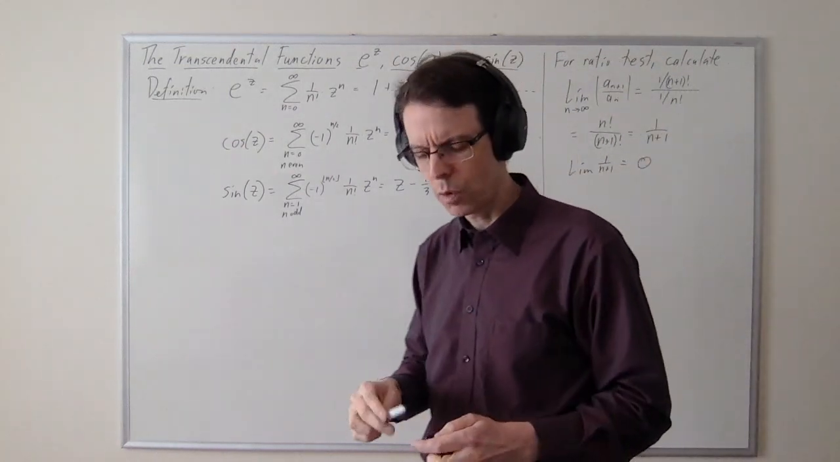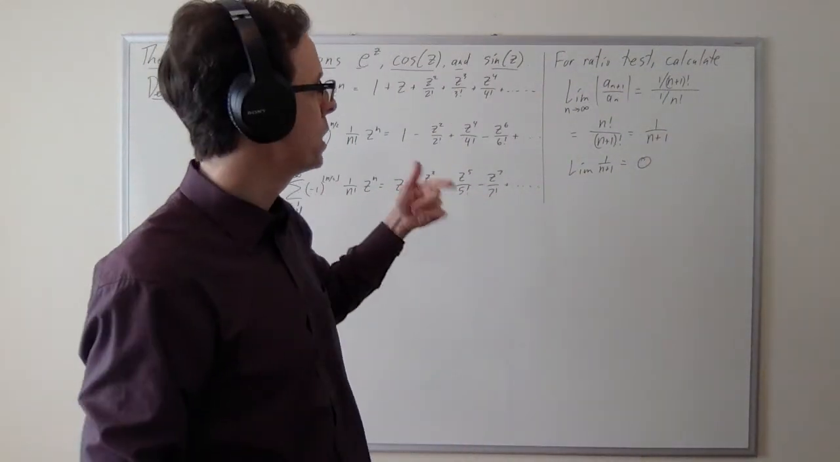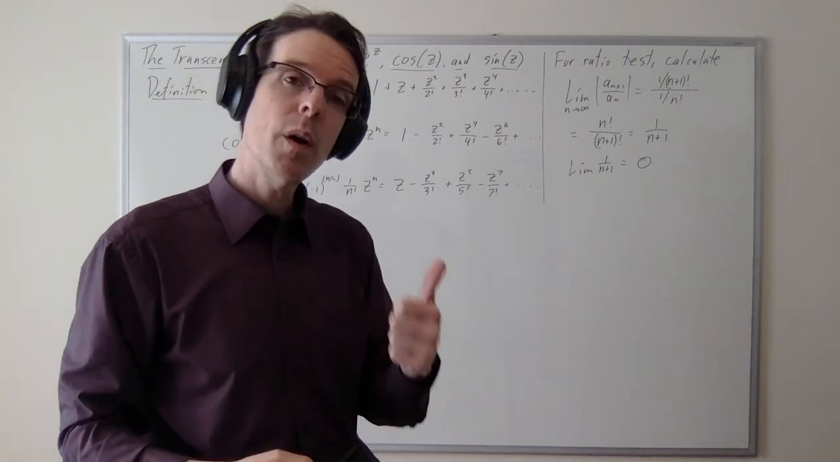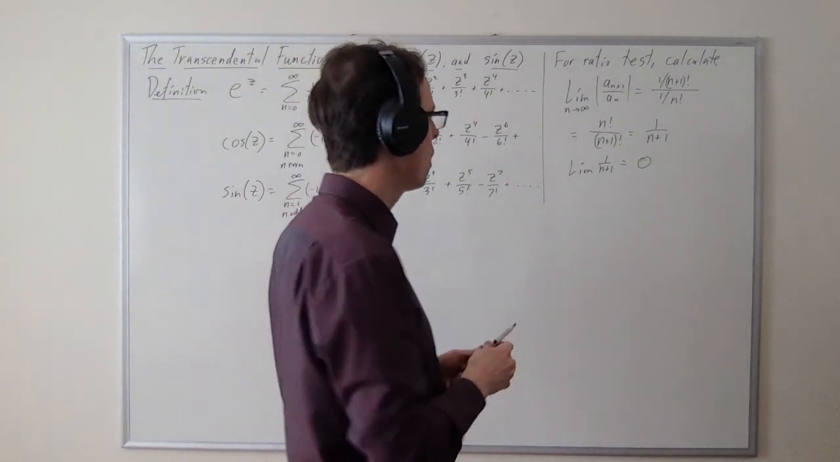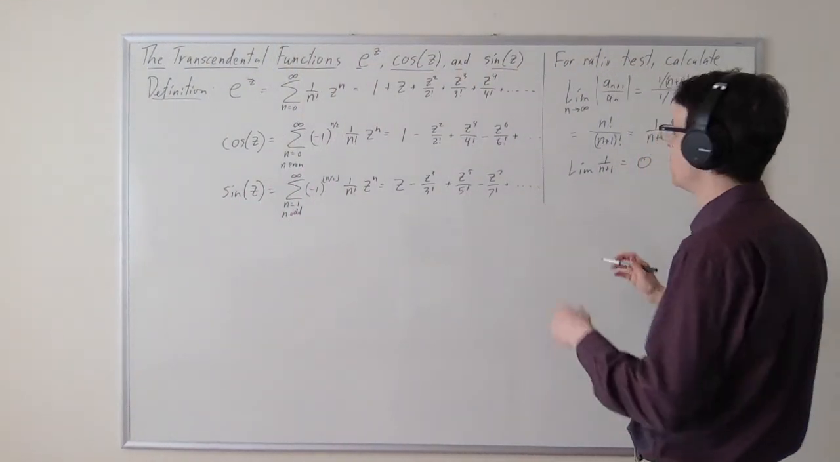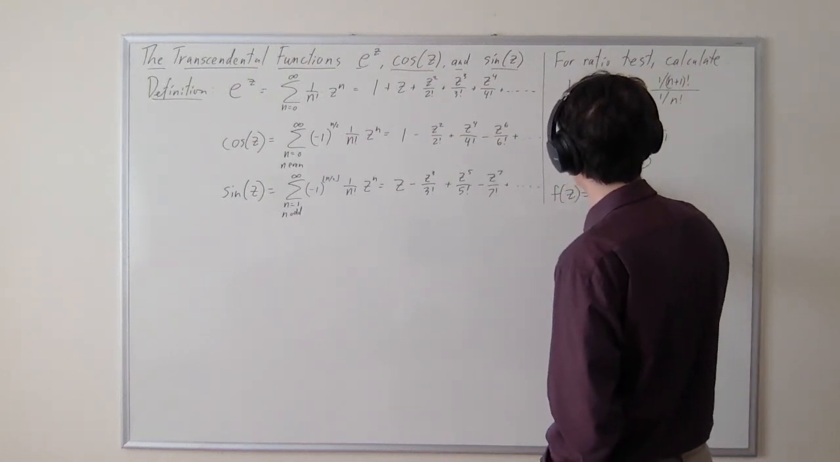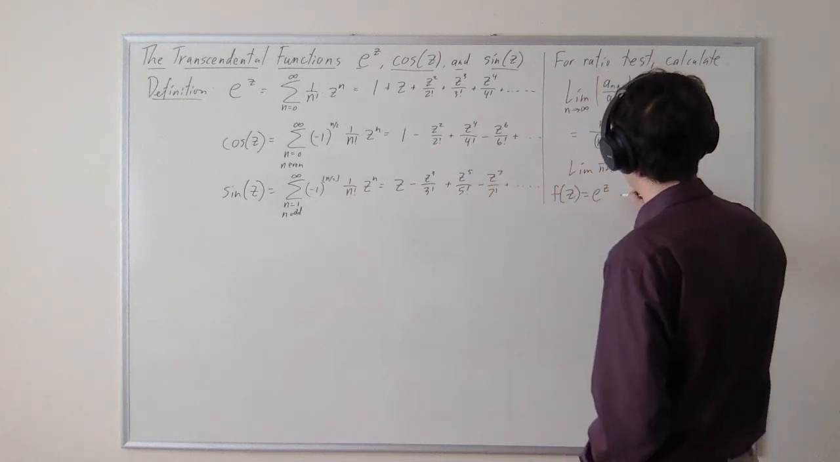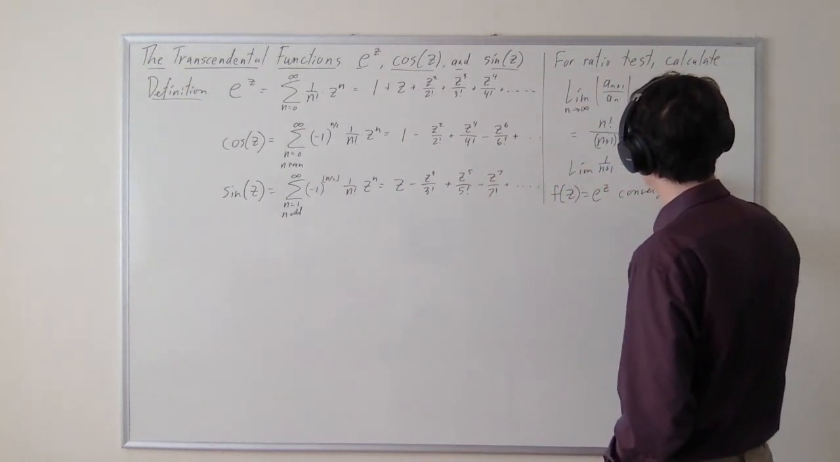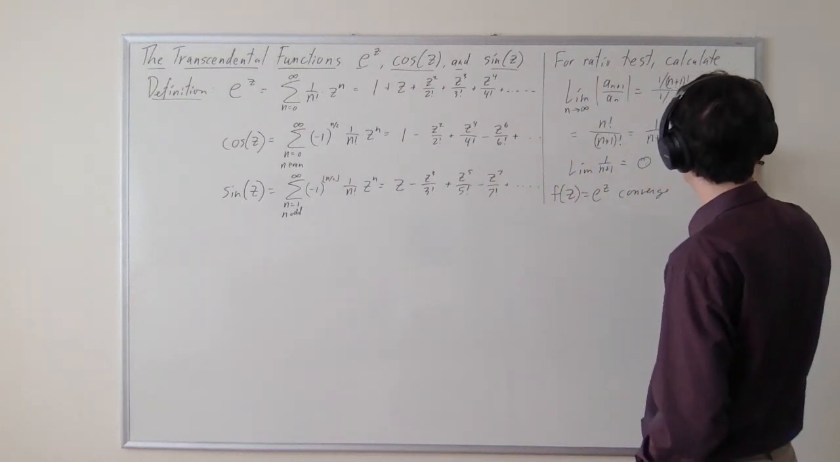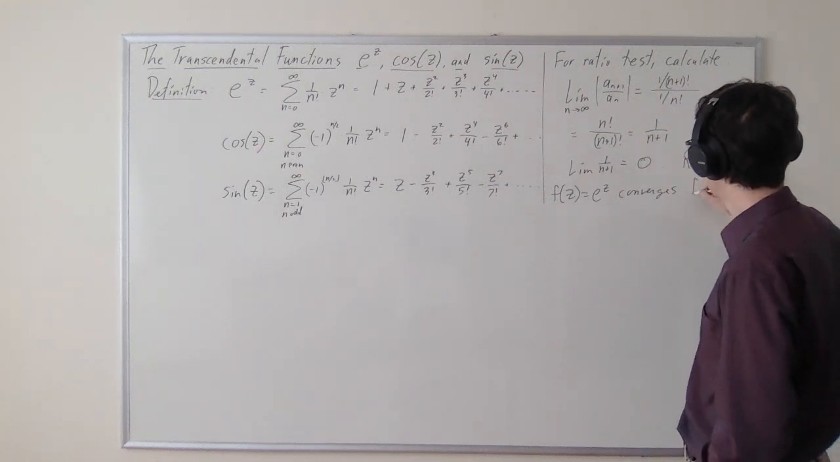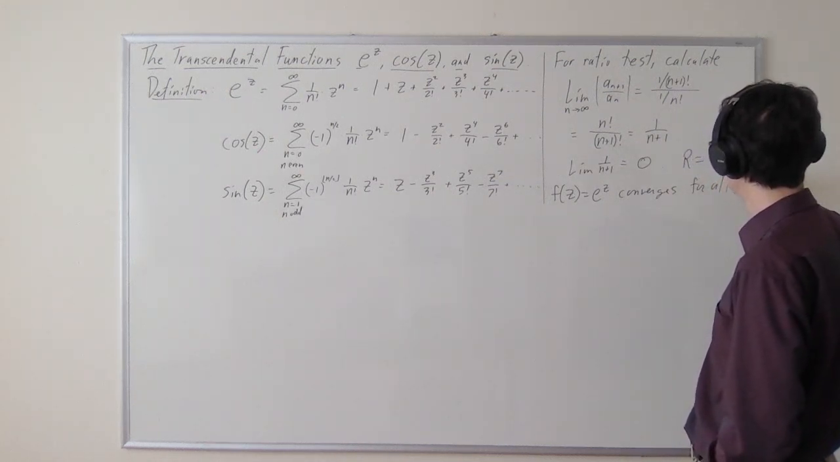Does that mean the radius of convergence is 0? No, that means the radius of convergence is infinite, which is very good news. That means it converges for all complex numbers z. So f of z equals e to the z, which is defined to be that, converges, so we should conclude here capital R is infinite. This converges for all z, which is good news.